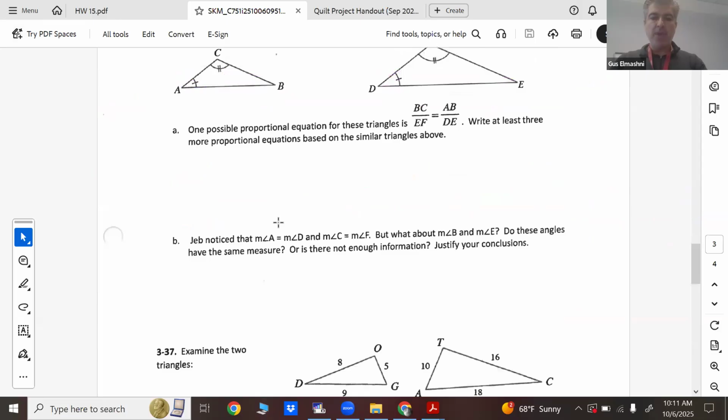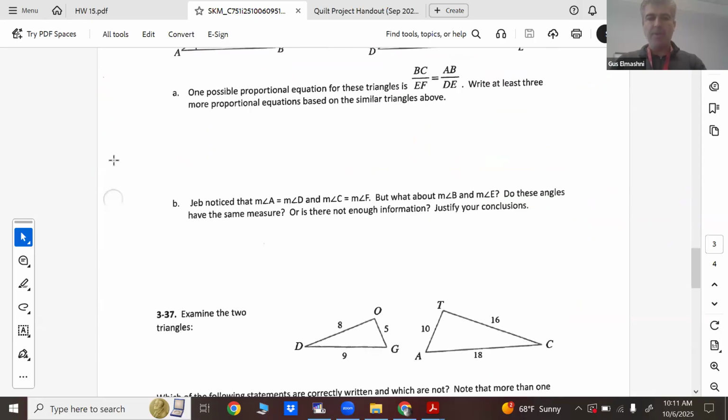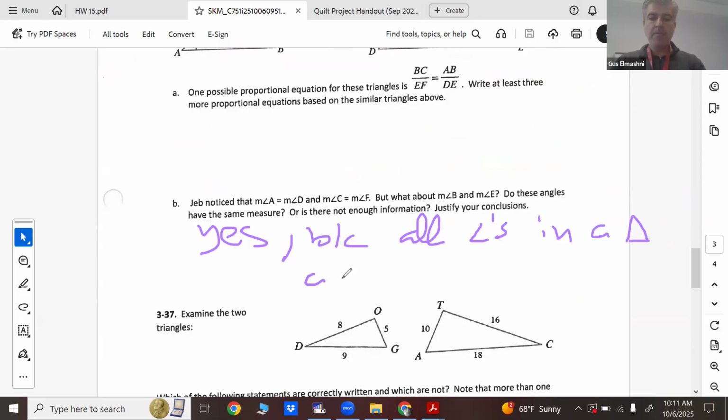And I'll read the last part. Jeb noticed that measure of angle A is the same as D, and C is the same as F. What about B and E? Do these angles have the same measure? Of course they do. We already said that. And that's because all angles in a triangle add to what, guys? Yep, there you go. Because you have nothing else left over, right? That's the reason why we can say that.